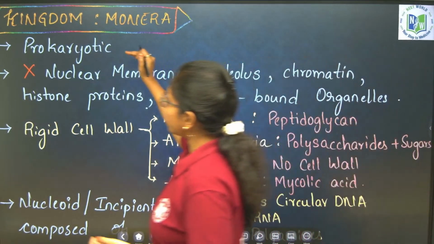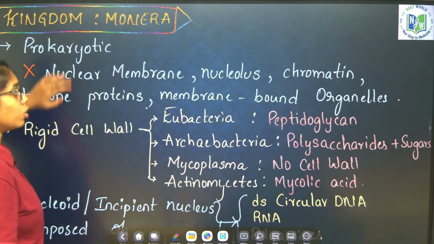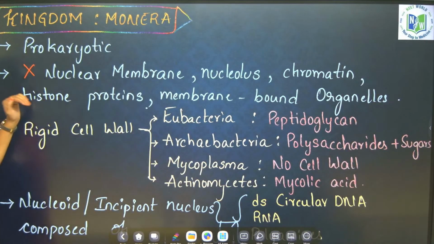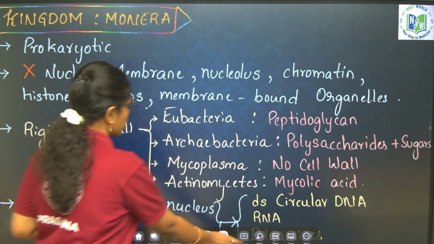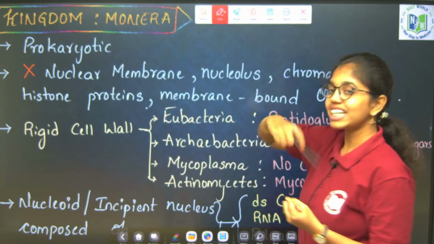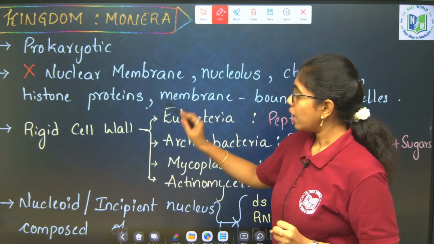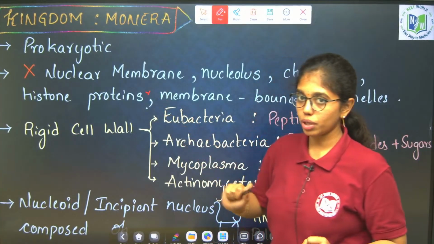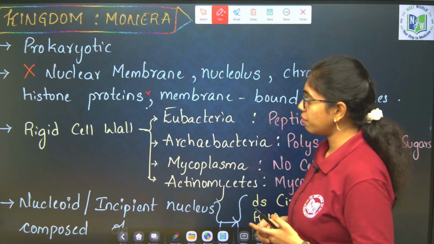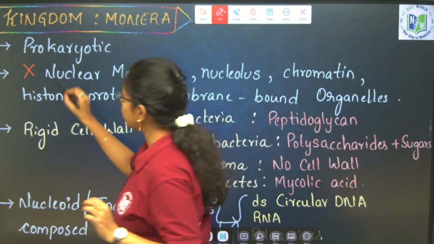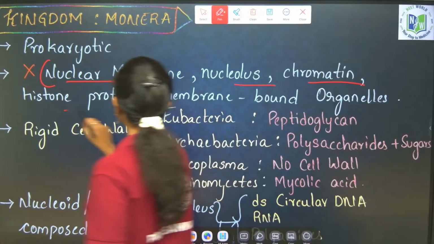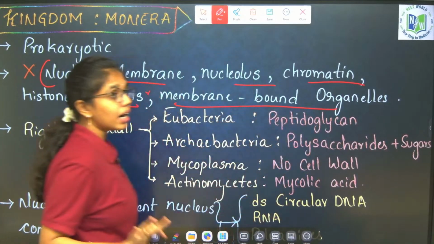First, they are prokaryotic; they do not have a nuclear membrane, nucleolus and chromatin. We know this, right. Next, histone proteins and membrane bound organelles are also absent. To hold the chromatin inside the cell, histone proteins are not present; rather, some positively charged proteins are present in the cytoplasm of the bacteria to hold the negatively charged chromatin. So note down keenly that the nuclear membrane, nucleolus, chromatin, histone proteins and membrane bound organelles are absent.